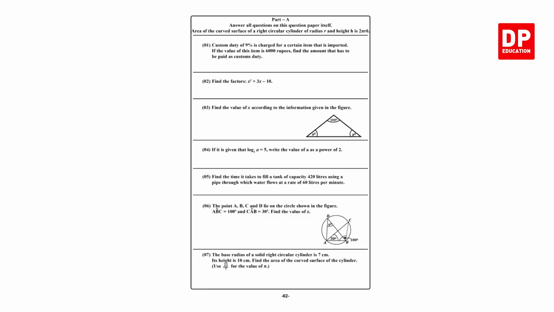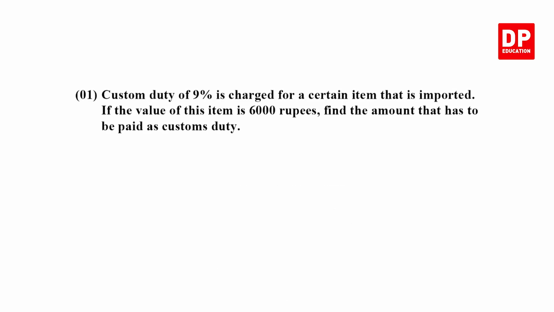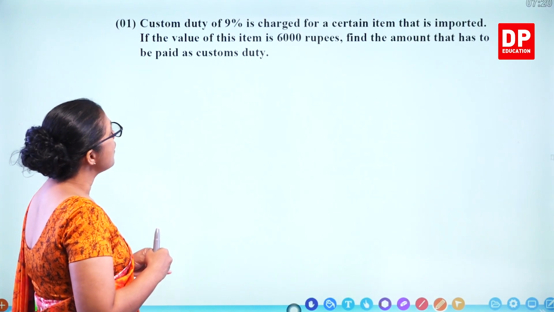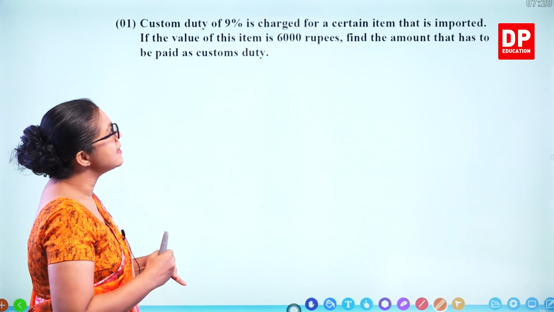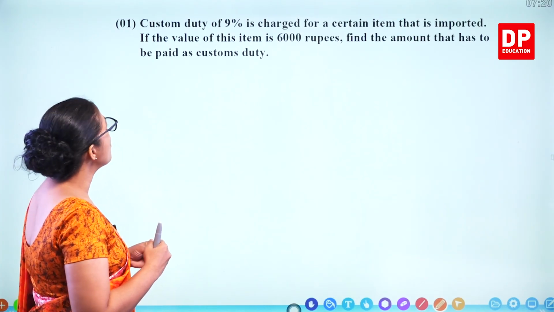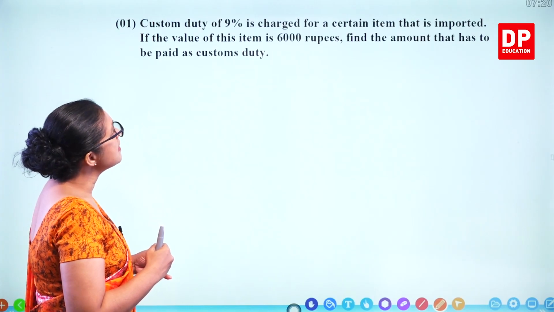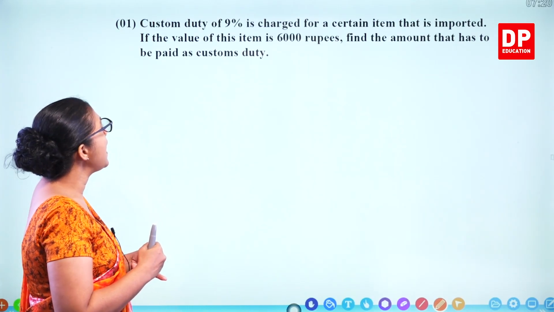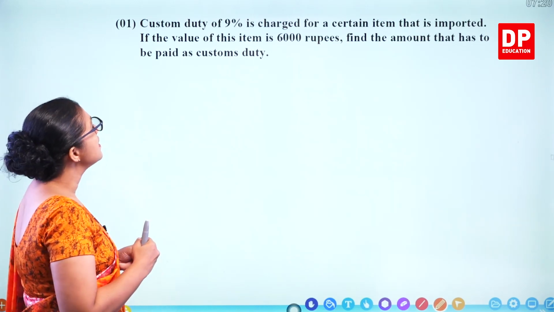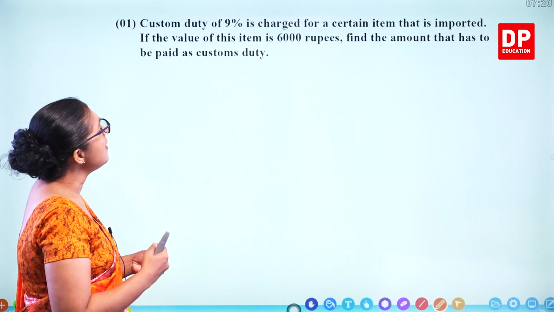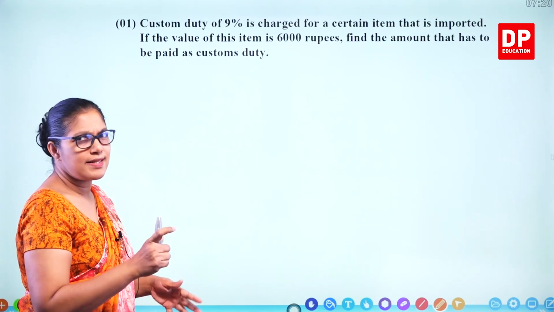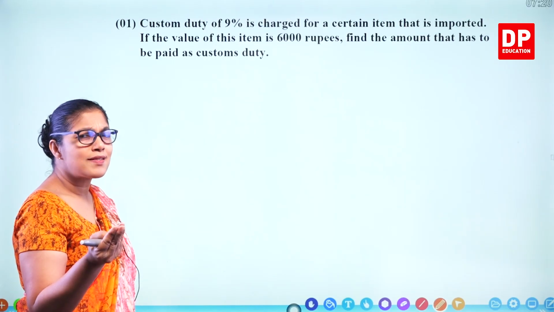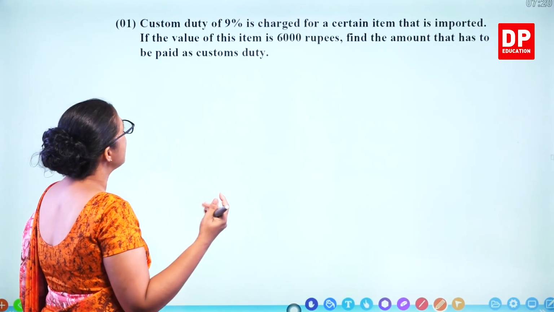So part A, so try 1 to 7. I'll do separately. Question number 1. Customs duty of 9% is charged for a certain item that is imported. If the value of this item is 6,000 rupees, find the amount that has to be paid as customs duty. So here you don't have to write sentences here. So 2 marks. So steps they are looking at.